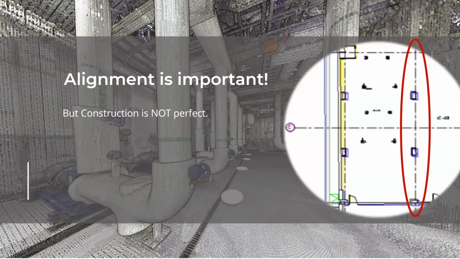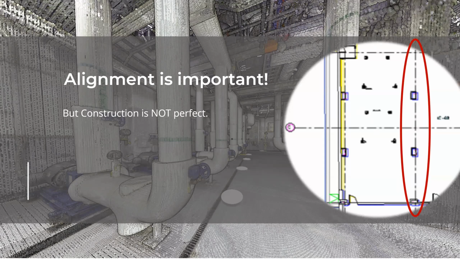But we have to be aware that proper alignment doesn't mean it's perfect. We need to understand the construction variance. And here's an example. The drawing in black is from the scan-to-beam model, which represents the reality. The drawing in color is the core shell design drawing.